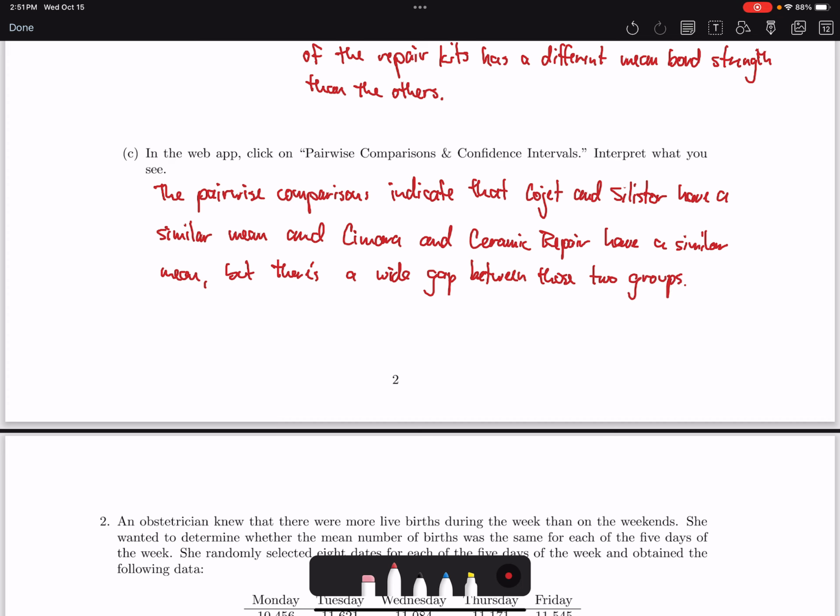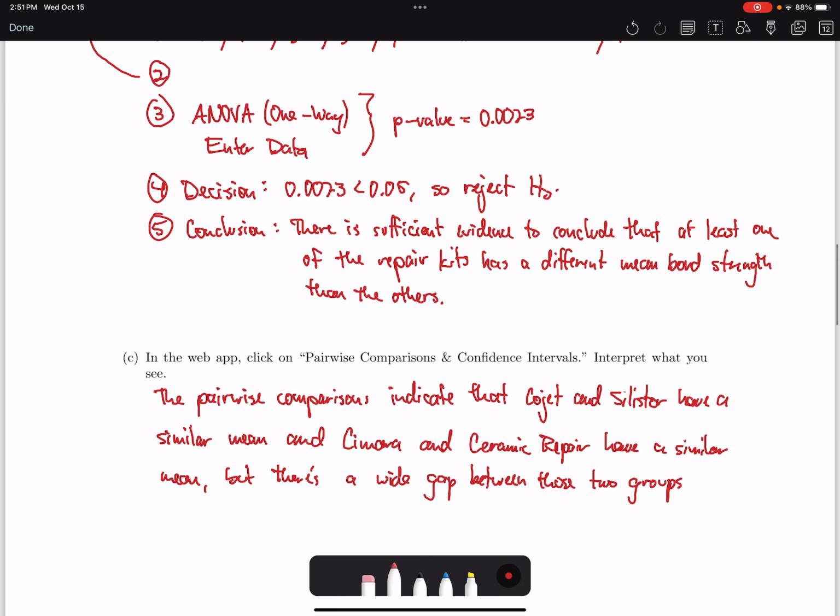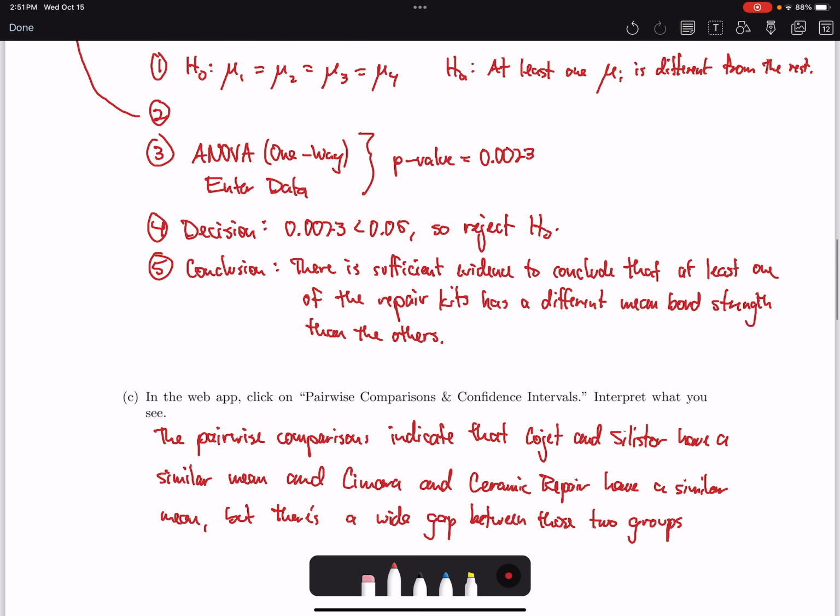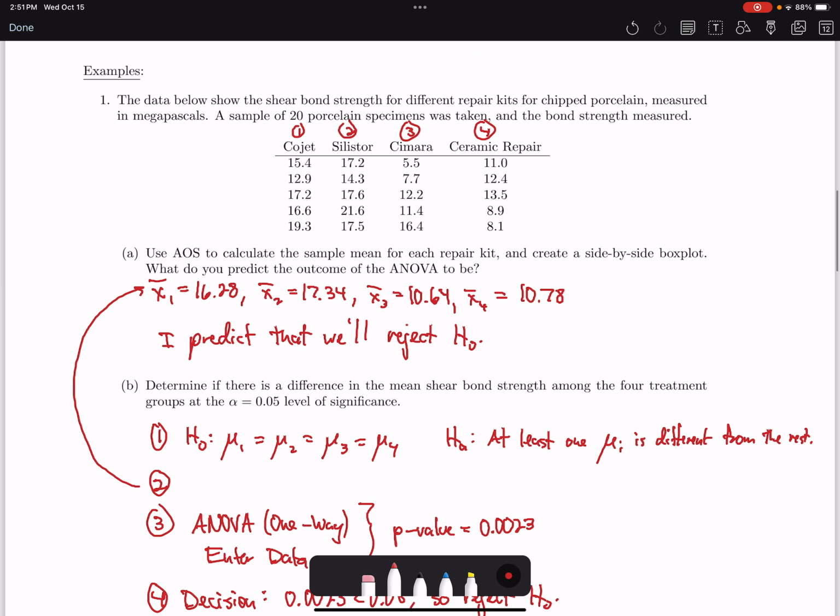Okay, so if you were asked a follow-up question like, which repair kit would you recommend to a friend? I think we would say either cojet or Sillistor, because they have a larger shear bond strength. They're pretty comparable to one another, so you could go with either one of those and steer clear of the other ones. Okay.